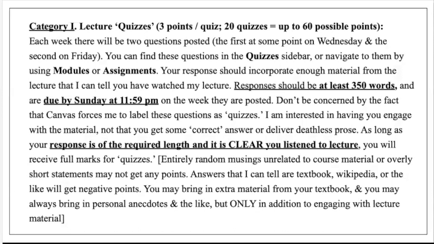Now to the individual categories. Category 1, lecture, supposedly called quizzes, 3 points per quiz, 20 quizzes, up to 60 possible points. Each week, there will be 2 questions posted, the first at some point on Wednesday and the second on Friday. You can find these in the quizzes on the sidebar or navigate to them by using modules or assignments.